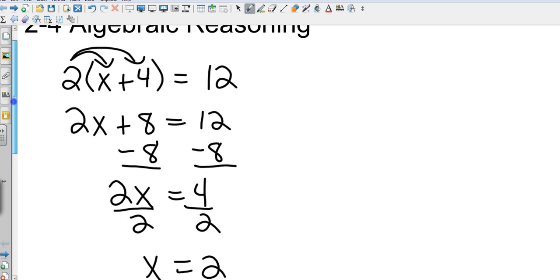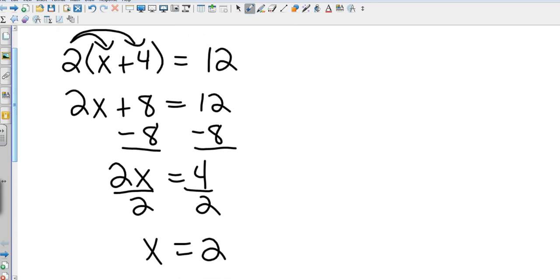Now, one of the reasons why we want to show all of the steps is that now we bring the reasoning into it, and we're going to actually justify each step. From here, the original equation was 2 parentheses x plus 4 equals 12. So that's what we're going to call the given. That was the equation they gave us. And then to get to the next step, I did the distributive property.